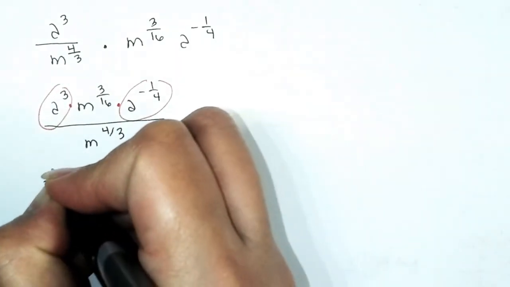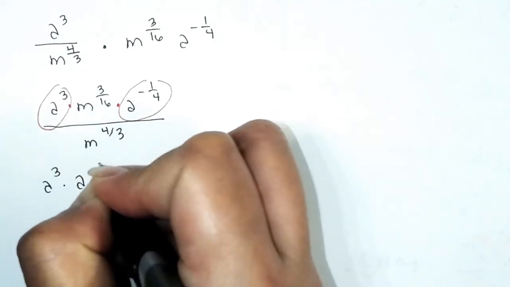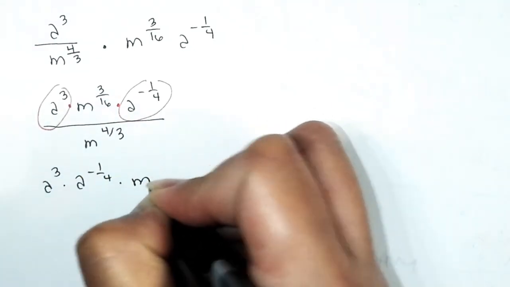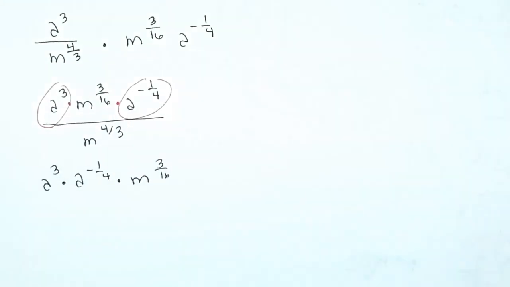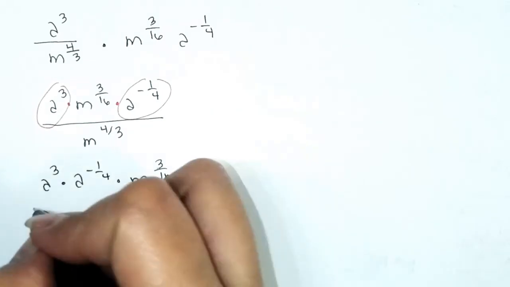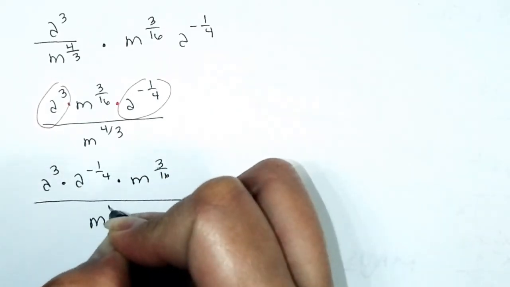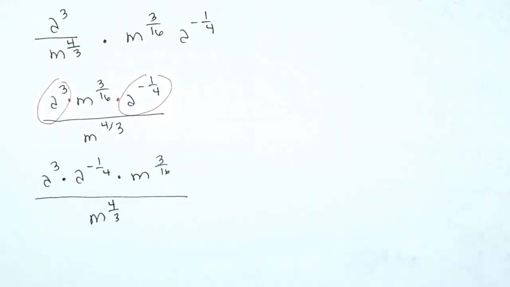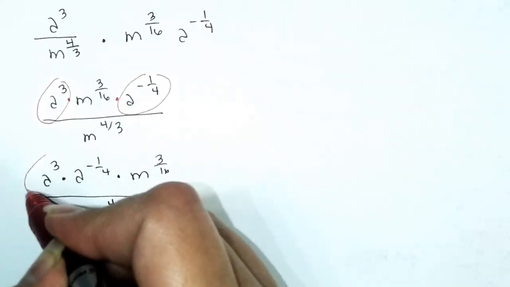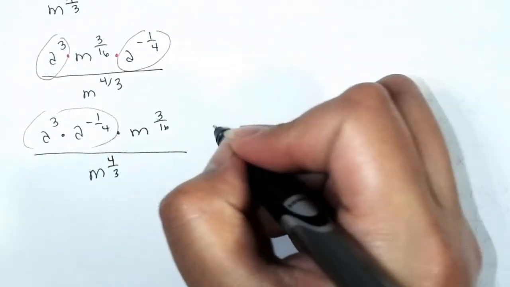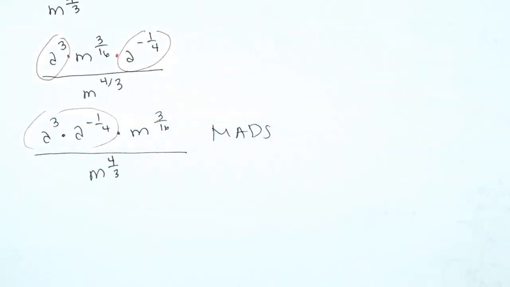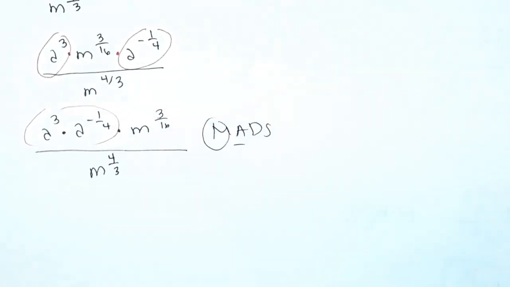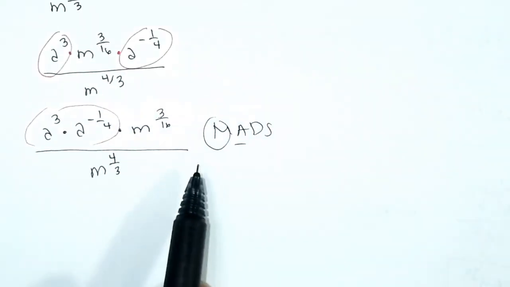So we have a cubed times a to the negative 1/4 times m raised to the 3/16. Again, the raised dots are optional because we have a product of variables, but I need that separator. All over m raised to the 4/3. Fantastic. So let's take our time and simplify the product of the a's. Remember, when it comes to multiplying two things that have the same base, you're going to keep the base and add the exponents. Multiplication problem, keep the base and add the exponents.